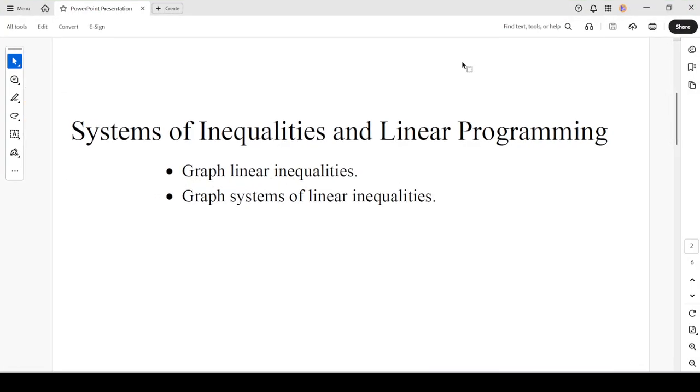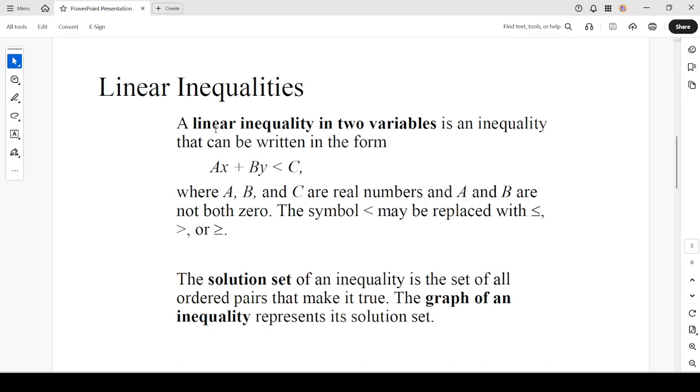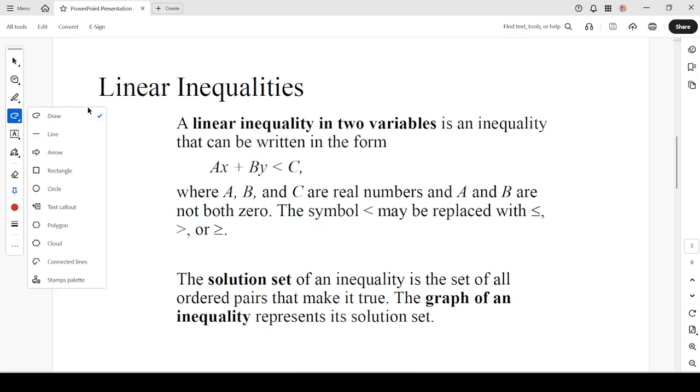Okay, system of inequalities and linear programming. In this section, we're going to see, instead of equations, we're going to use inequalities and how we can use them to solve some of the problems. So inequality means, let's say you have an equation, instead of an equality sign you have an inequality sign, meaning you might see this one, this one, this one, or this one.